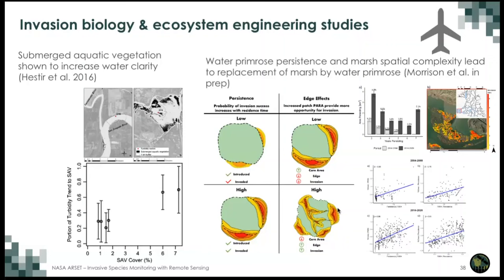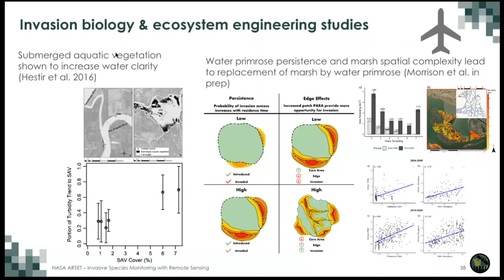And in an example where you have very high spatial complexity of a marsh, as well as very high persisting water primrose, you have many more opportunities for that water primrose to turn amphibious and move upland and into the marsh, resulting in marsh die-off and replacement by water primrose. And this was documented across the Sacramento-San Joaquin Delta.